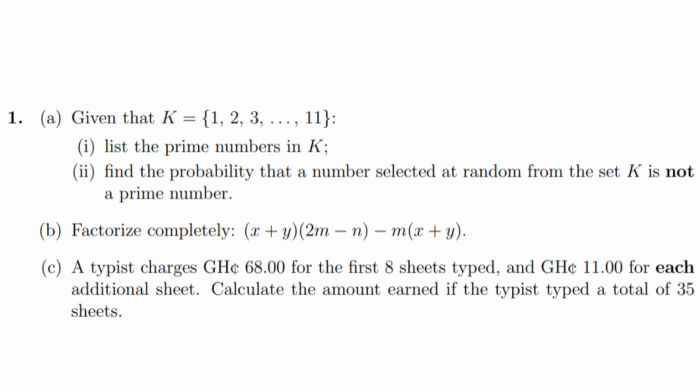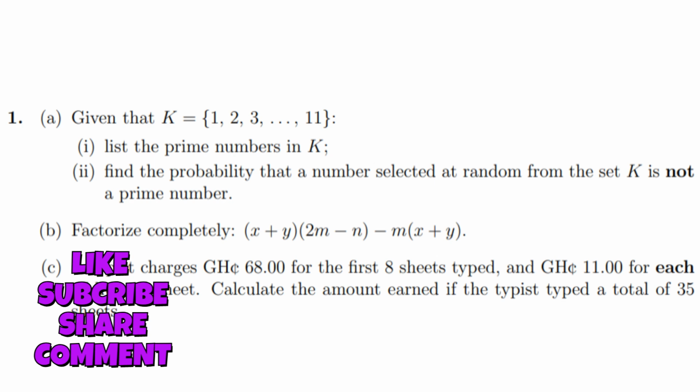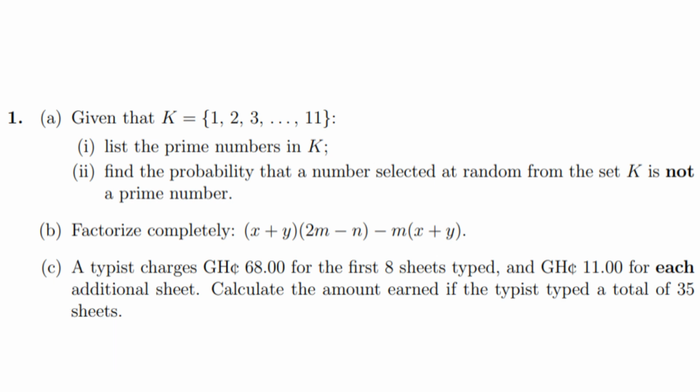And then we also have C: a typist charges 68 Ghana cedis for the first 8 sheets typed, and 11 cedis for each additional sheet. Calculate the amount if the typist types a total of 35 sheets. So let's start with question number 1.